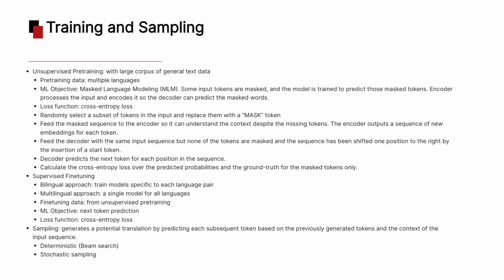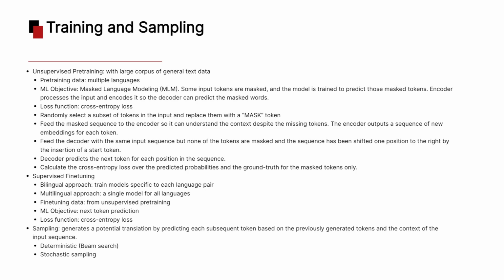Unsupervised pre-training. The initial training phase is unsupervised pre-training using a massive multilingual corpus of general text data. This stage helps the model learn universal language representations across many languages without needing labeled translation pairs. The core objective is masked language modeling, MLM. During training, a random subset of input tokens is replaced with a special [MASK] token. The model's task is to predict these masked tokens correctly using the surrounding context.